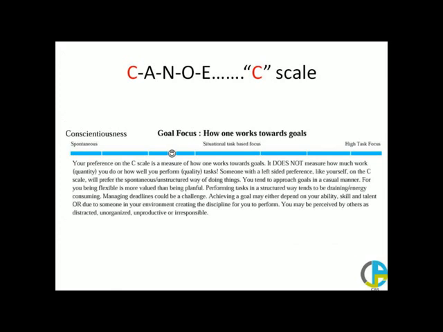Let's look at the C scale. As I said earlier, C stands for conscientiousness or goal focus, how one works towards goals. If you look at the blue continuum below, it talks about the left-sided preference, the right-sided preference, and the middle preference. Your preference is indicated with the smiley. The left-sided preference is about being spontaneous, the right-sided preference is about high task focus, and the middle preference is about situational task-based focus.